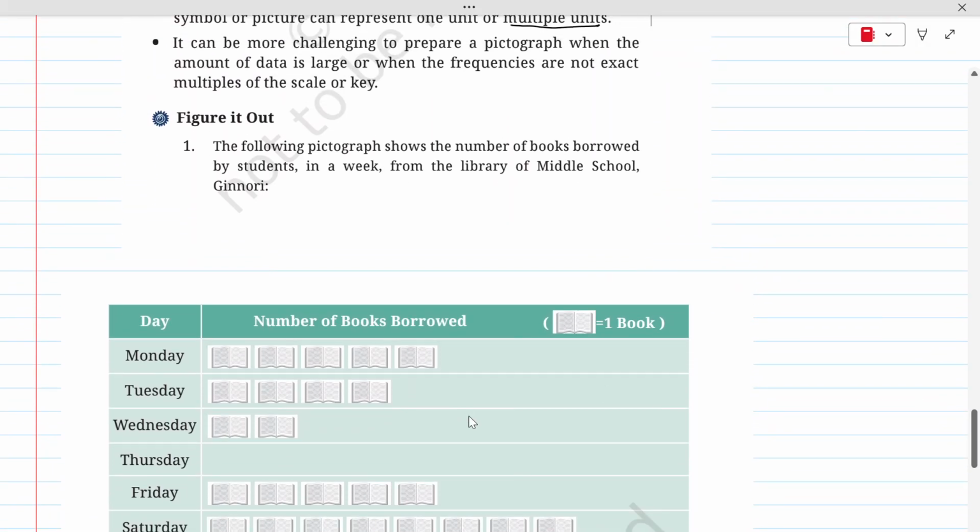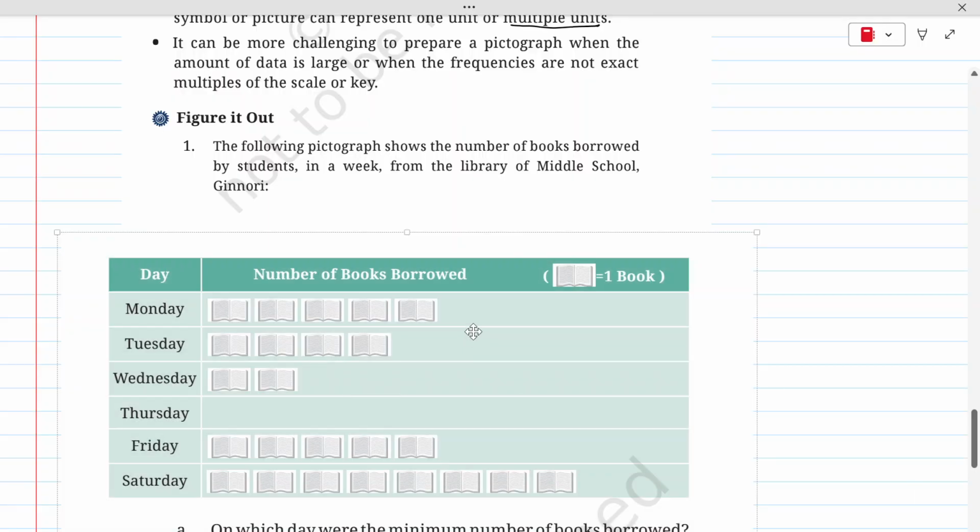Okay. So now next here what we have is, the following pictograph shows the number of books borrowed by students in a week from the library of a middle school. So there is a middle school, and this is the list of the books borrowed by the students in 1 week from the library. On Monday, these many books were taken, Tuesday, Wednesday, Thursday, Friday, Saturday. So this is the number of days given to us, the number of books borrowed, and here each picture of the book is representing one book only.